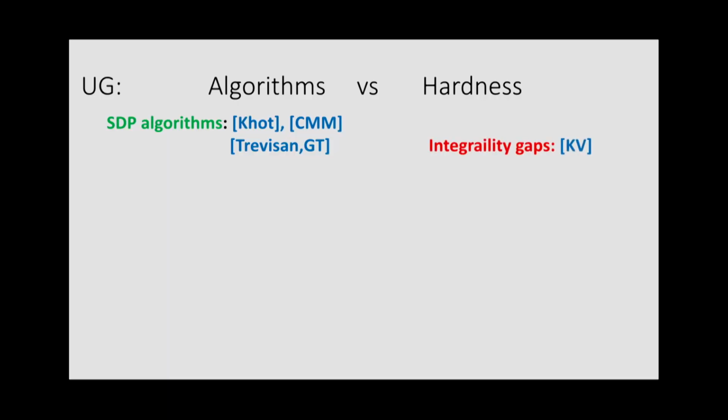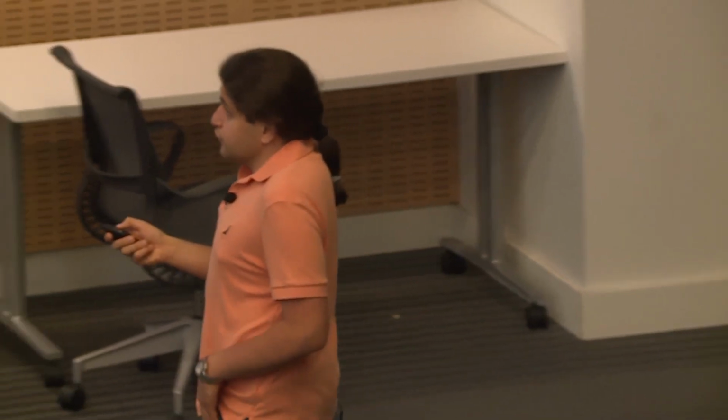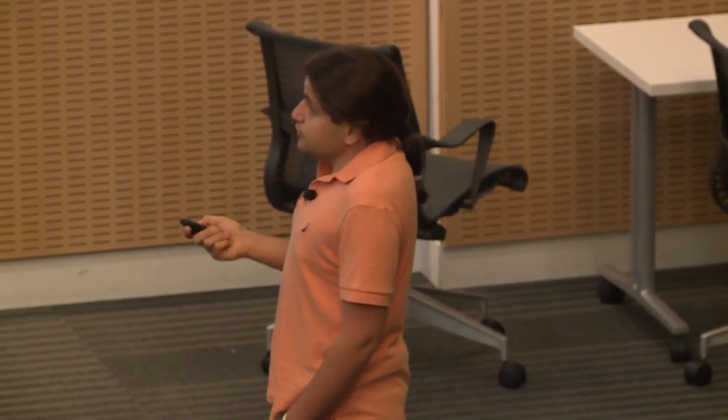And it turns out that the analysis is sort of tight, in the sense that this SDP algorithm cannot work simply because there is an integrality gap. You can construct an explicit graph on which this algorithm fails. This is a work of Khot and Vishnoi. So now it's back to the algorithms people to come up with a proposal for an algorithm.